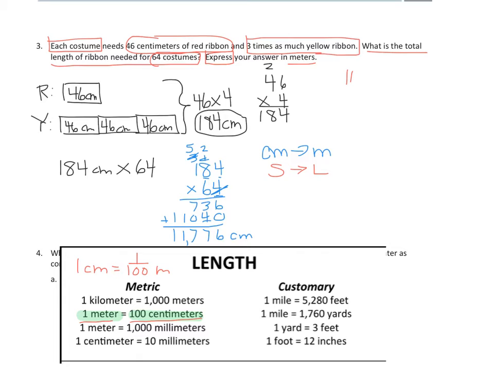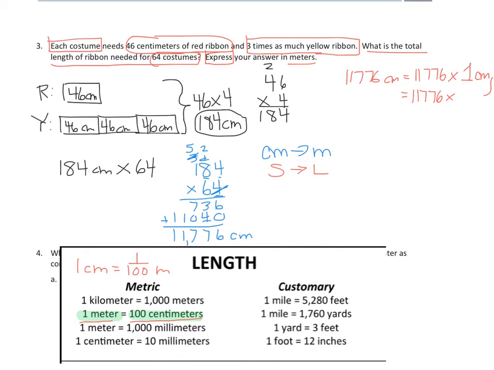So I have 11,776 centimeters, and I'm going to break apart the factors. I have 11,776, and I'm going to multiply that by how many centimeters would give me 11,776 centimeters? That would be 1 centimeter. Now I'm going to go ahead and write 11,776, and I'm going to multiply that.